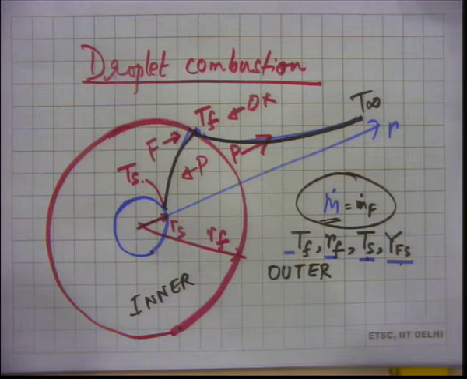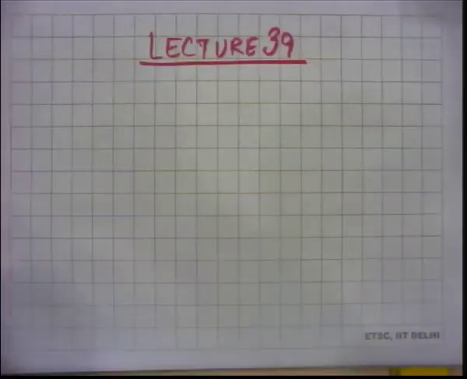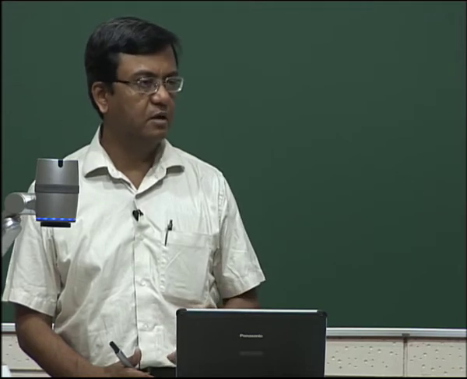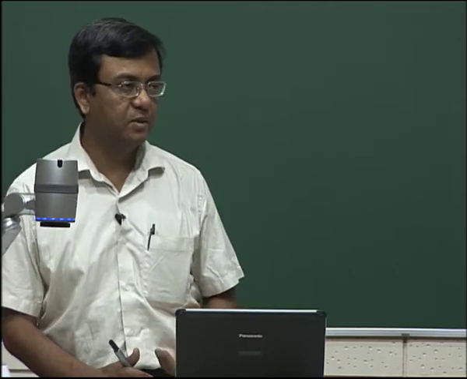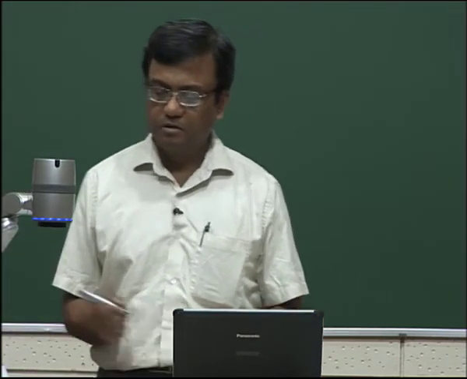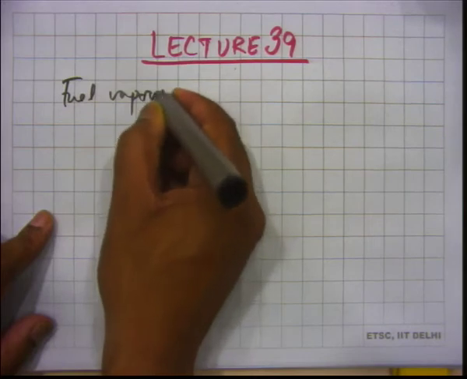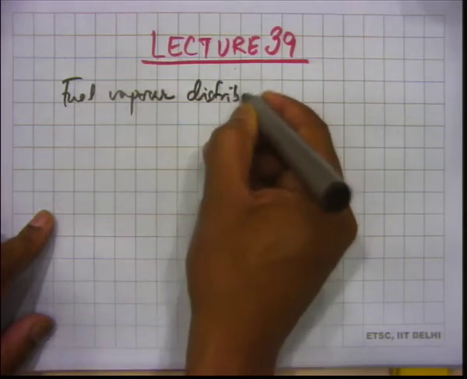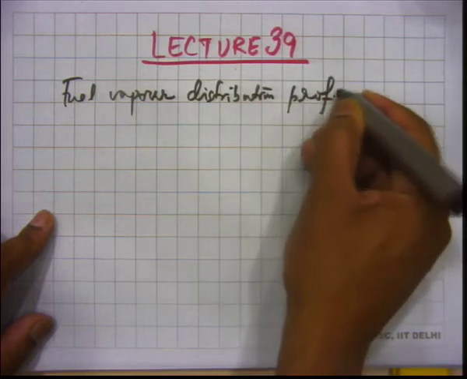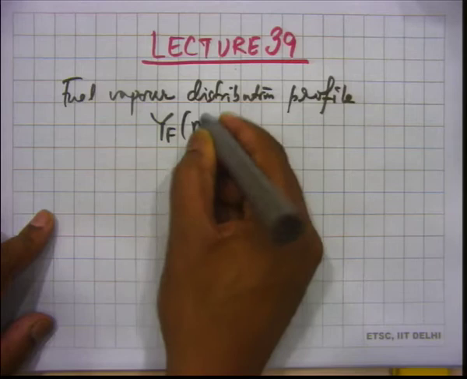Now we also need to work on other equations, because we have the energy equation and we have the surface energy balance, but there will be other equations required because we have to get all these 5 things, m dot, then YFS, TS, TF, RF, everything. To get all this, we have to increase the number of equations that are available to us. So one thing that we can do is to try and set up a fuel vapor distribution profile. That is, we can try to get YF as a function of R.